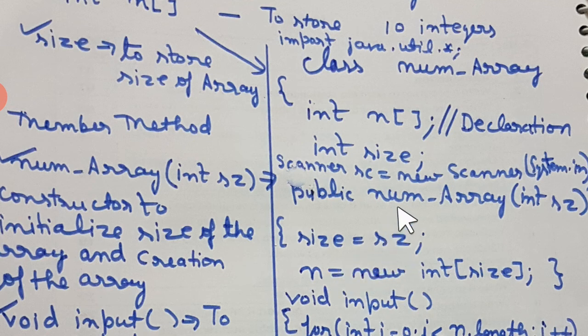One more thing to be noticed is that I have not repeated the square bracket here, because that square bracket has already been used in the declaration. So it's already done. Never repeat the square bracket here. After the creation of the array, now the constructor is over.